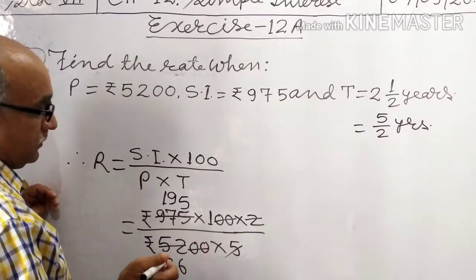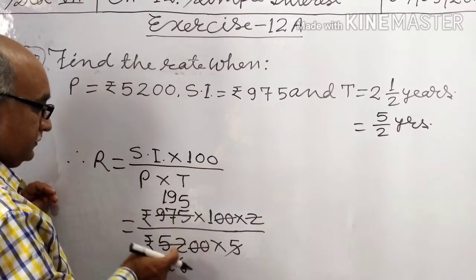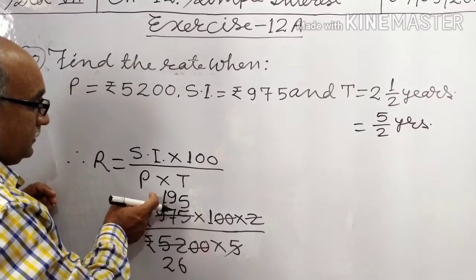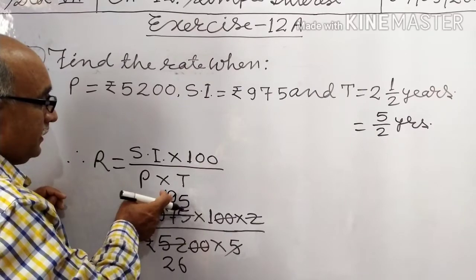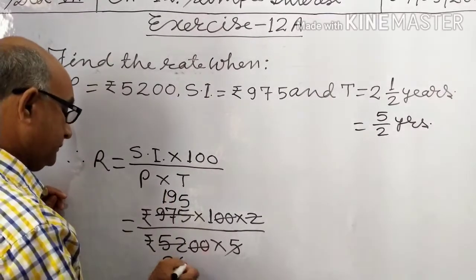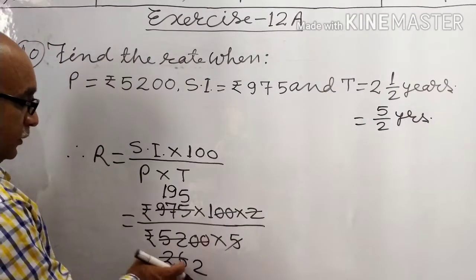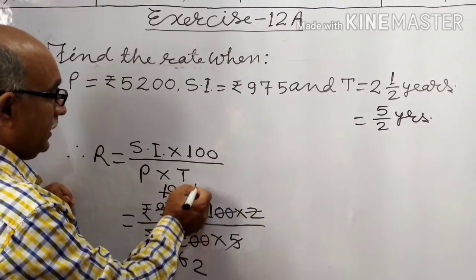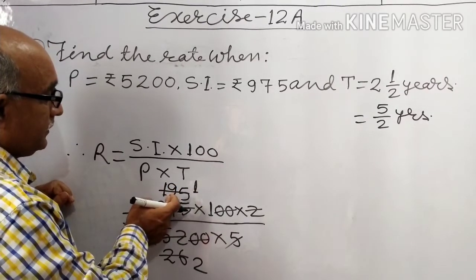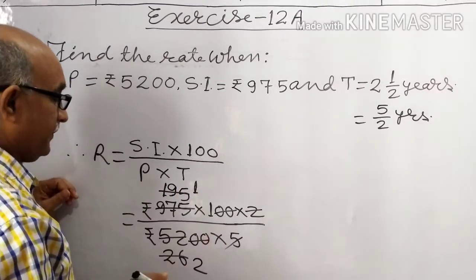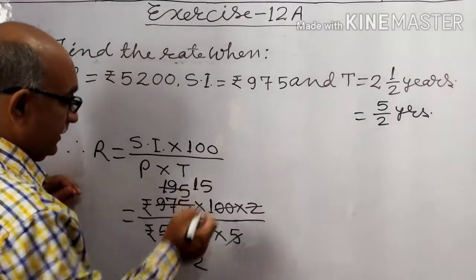Now divide by 13. 1 time 13 is 13, 19 minus 13 is 6. 13 twos are 26. 13 ones are 13. 90 minus 13... 13 fives are 65.